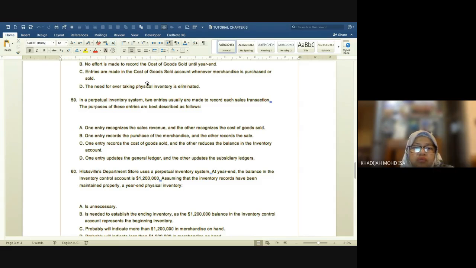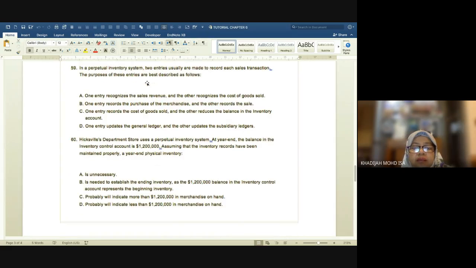B. One entry to purchase the merchandise is wrong. C. One entry records COGS and the other reduces the balance in the inventory account. That is one entry, right? COGS and inventory is one entry. We're talking about two entries here. So that is only the first entry. D. One entry updates the GL, the other updates... no, it's not. So the answer is A.